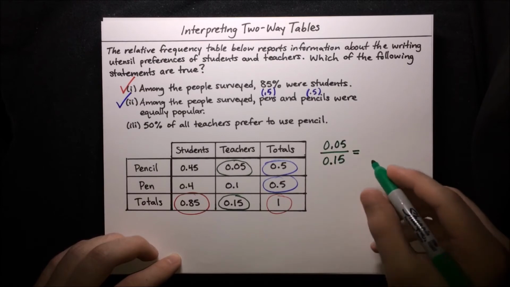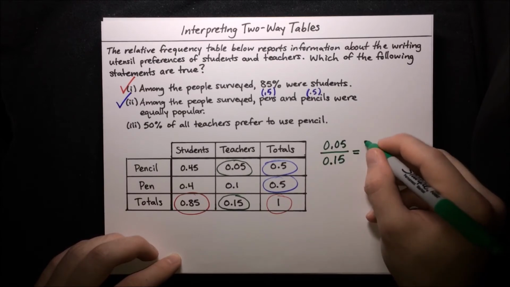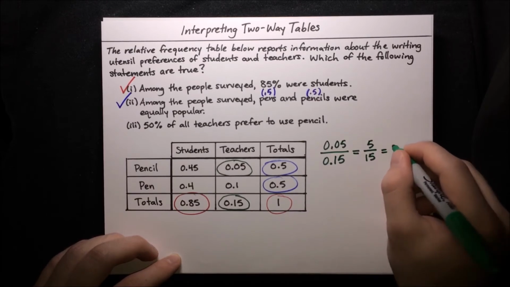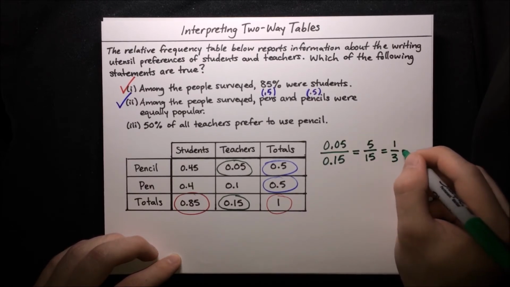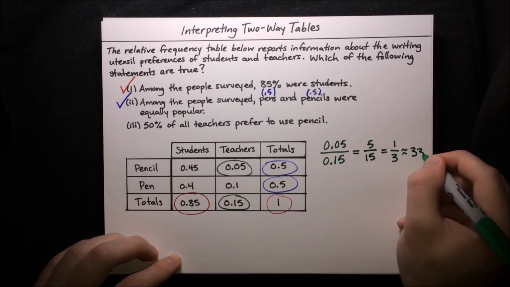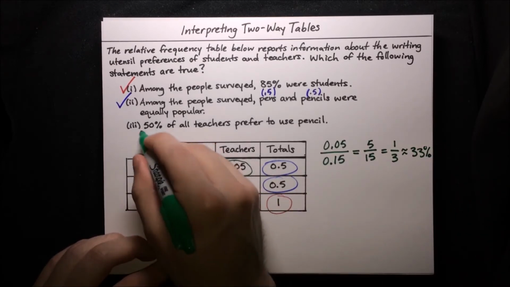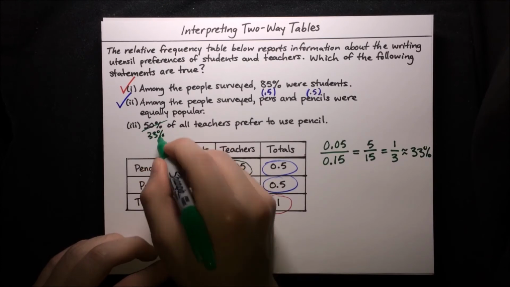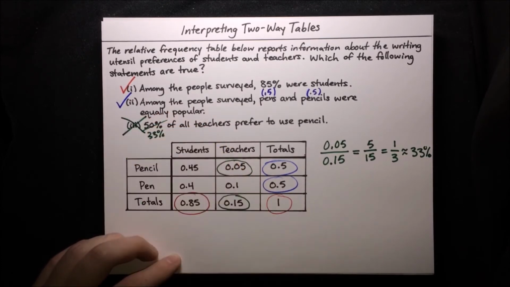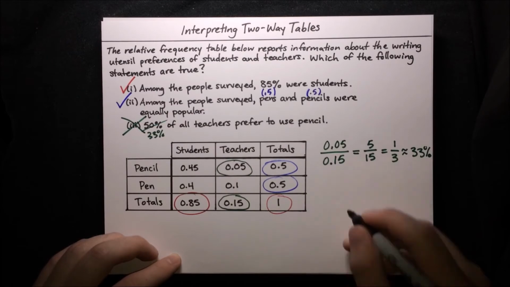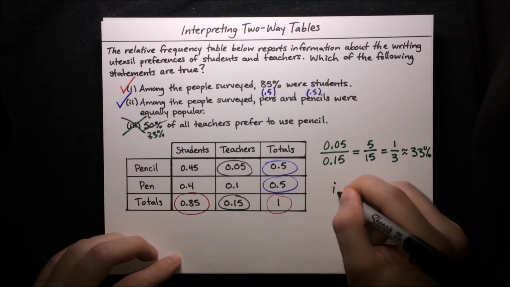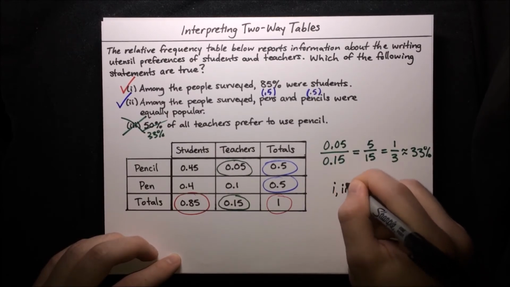Just multiply top and bottom by 100 to move the decimal place over a bit. So this becomes 5 over 15, which reduces down to 1/3, which is about 33%. So no, not 50%. It should be 33%. So this statement here, statement 3, is false. And we see that the only true statements are 1 and 2.